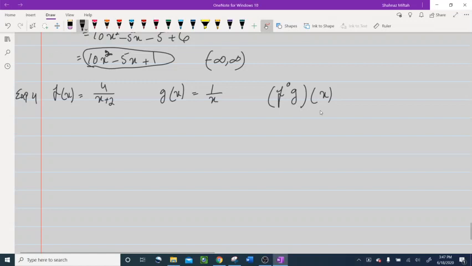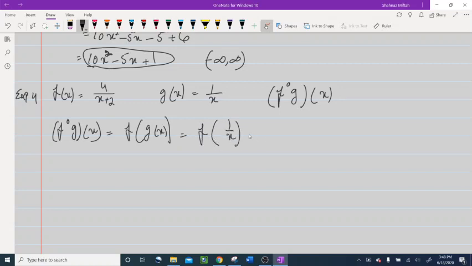Now here's the example. I'm going to rewrite this before I do anything. I have f compose g of x equal to f of g of x. G of x is my input. So let's plug in: what is g of x? It's 1 over x. Now I'm going to plug this in: 4 over 1 over x plus 2. So let's solve this. The 4, I'm going to keep it, not yet doing anything with it. Look at the denominator.